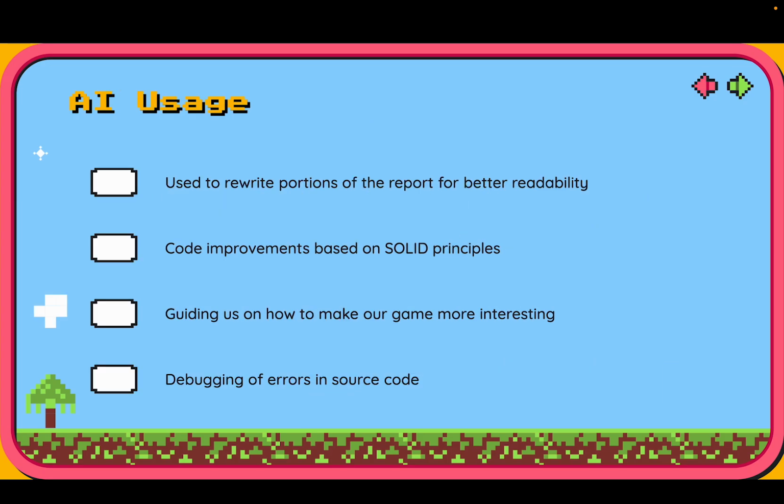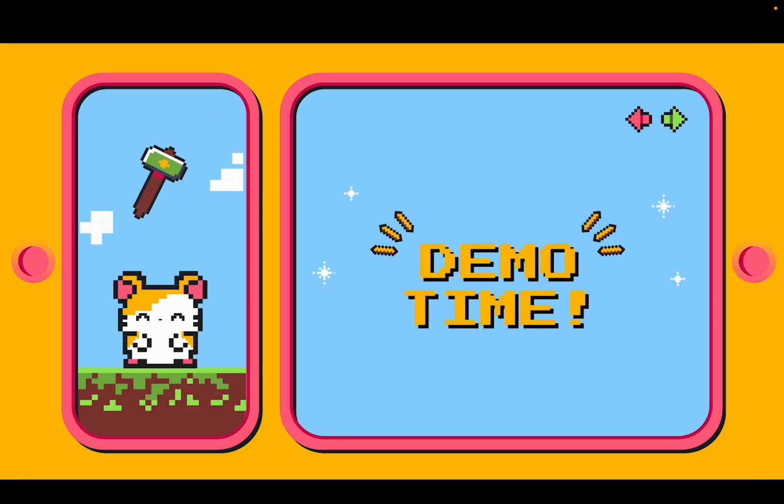Now about our AI usage. We use AI mainly to rewrite portions of the report for better readability, and to improve our code based on the SOLID principles. We also use it to guide us on how to make our game more interesting educationally, and finally to debug errors in the source code.